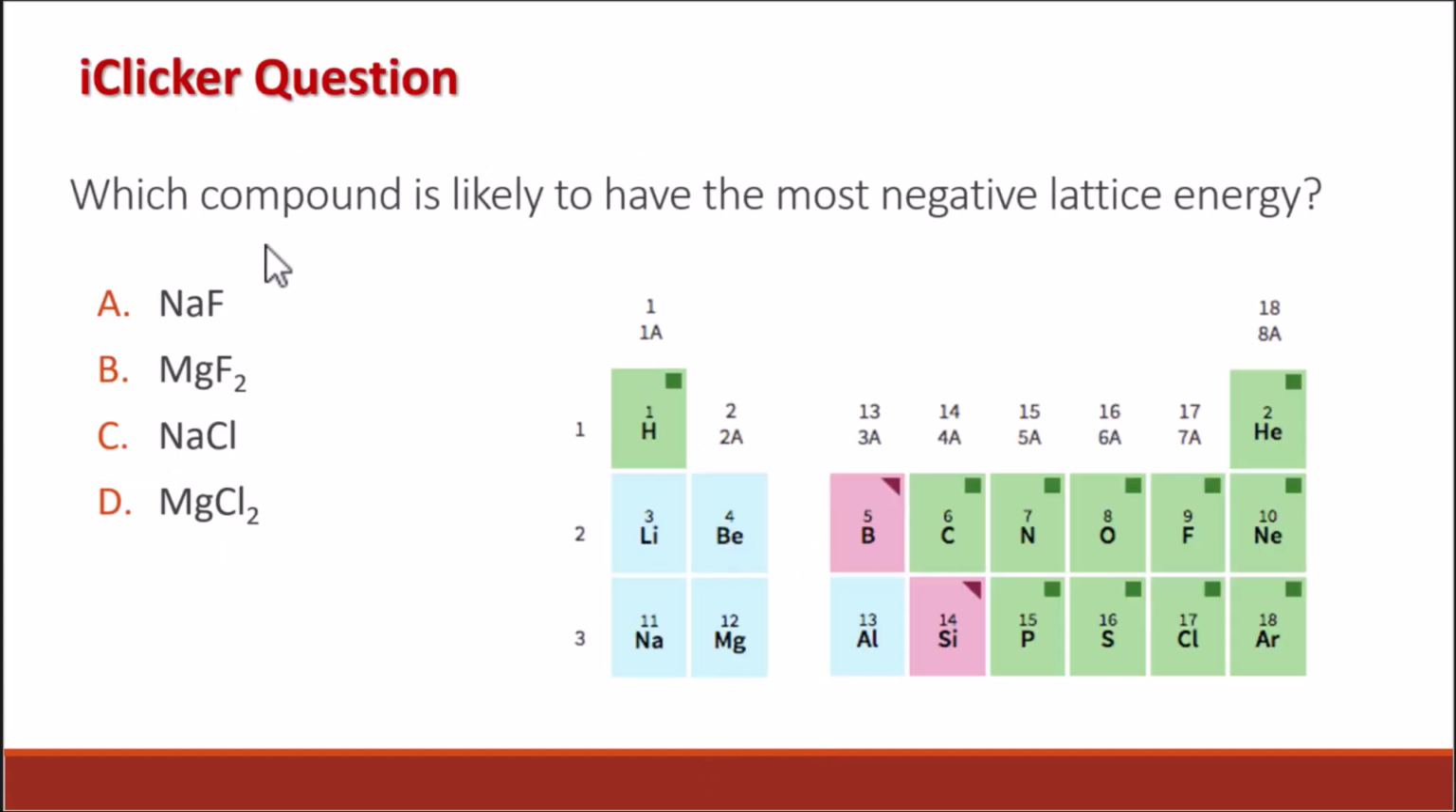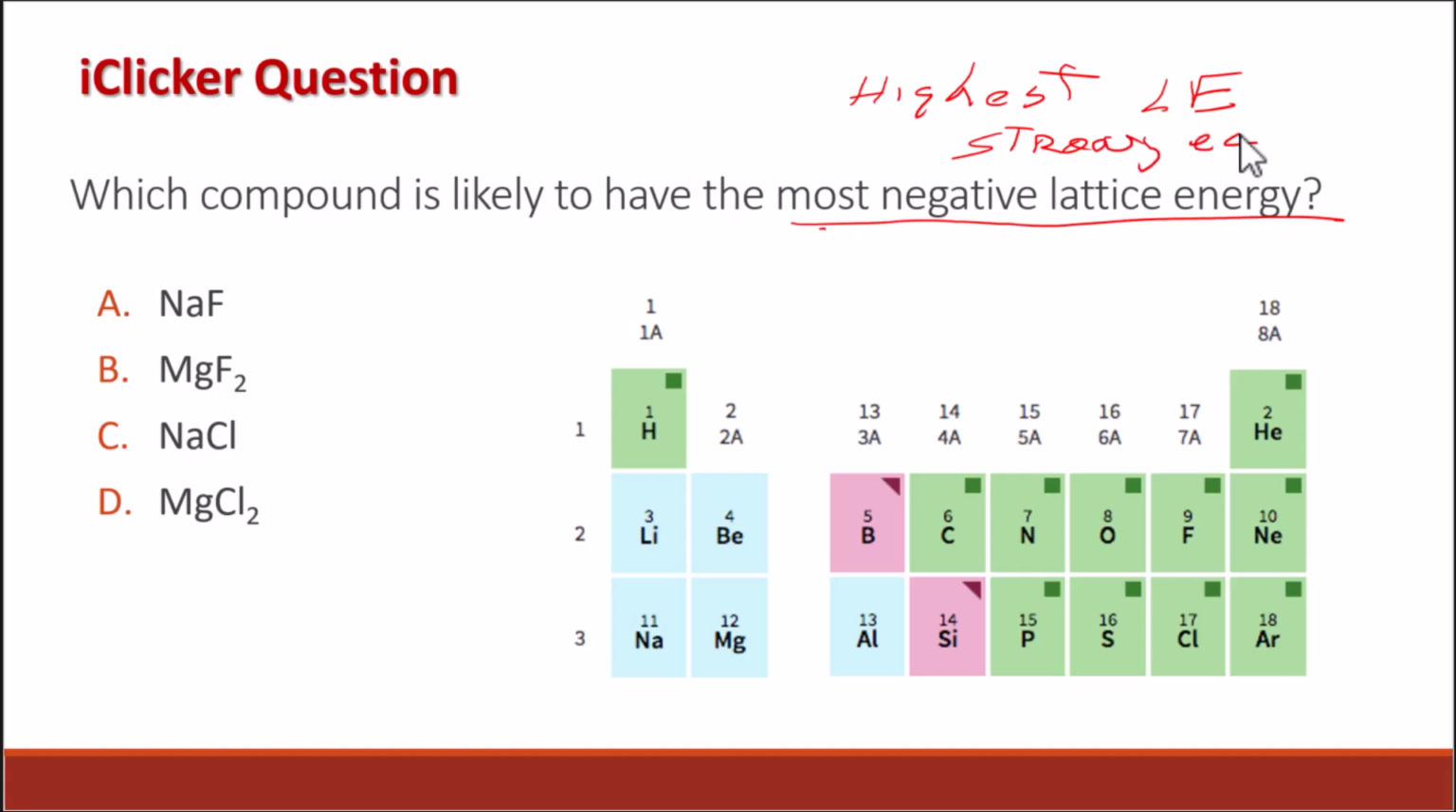So let's take a look at this clicker question. Which compound is likely to have the most negative lattice energy? Remember, when we're talking about most negative lattice energy, we mean the highest lattice energy. Okay, highest lattice energy, meaning strongest attraction, hardest to break up. And that can affect things like solubility, melting points. So we're looking for the highest.